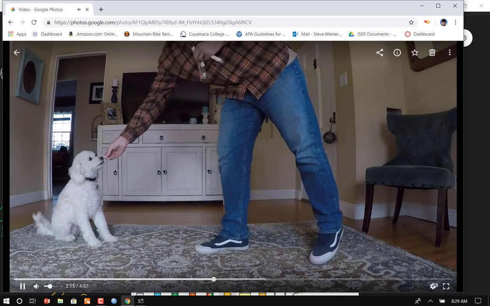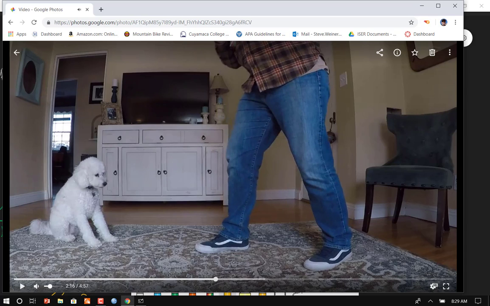Okay, it's a good job. So when did I feed her? When her tail stopped wagging. So when her tail stopped wagging, I said, okay, that means she is waiting patiently.